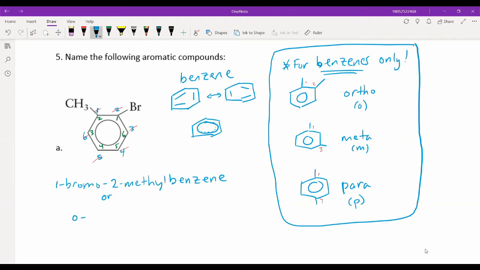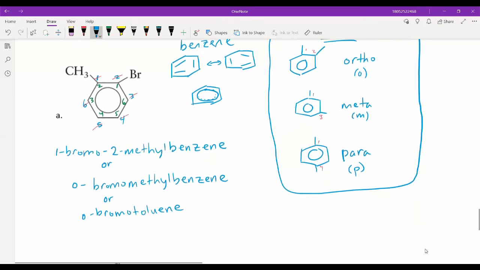So O stands for ortho. You'll find if you go on in chemistry, most chemists usually use this. So they'll say, o-bromomethylbenzene, or m-bromomethylbenzene. And the third way of naming it is to say o-bromotoluene. Okay, so toluene is methylbenzene.